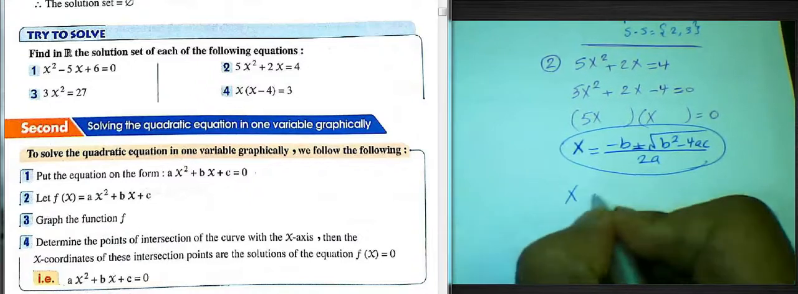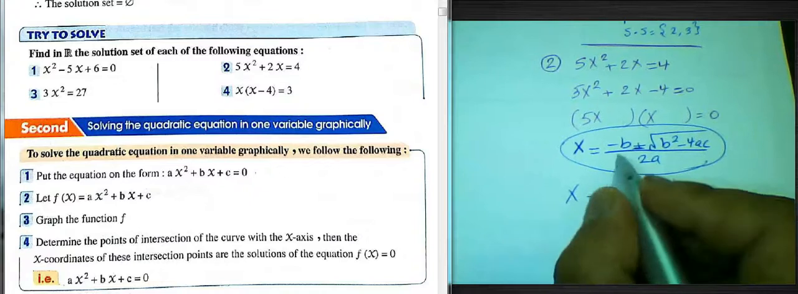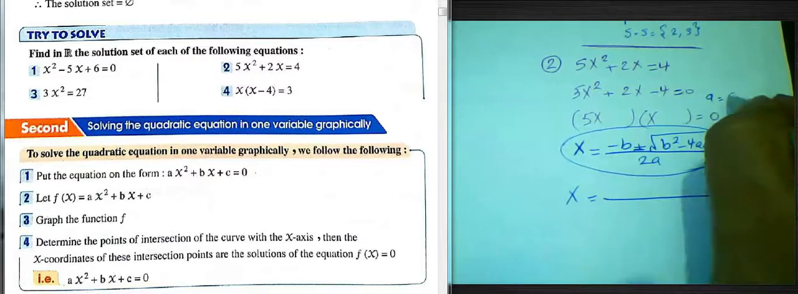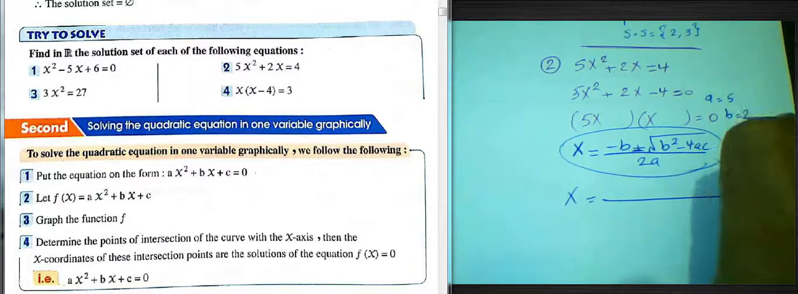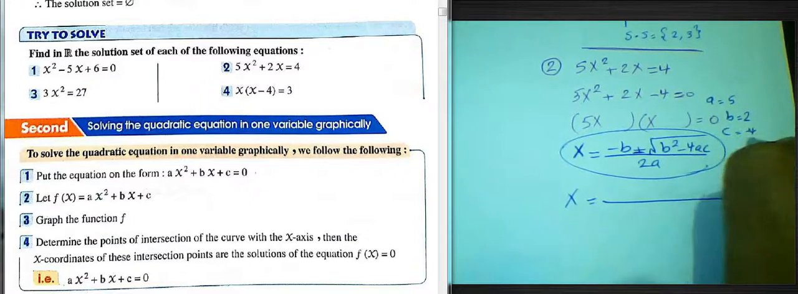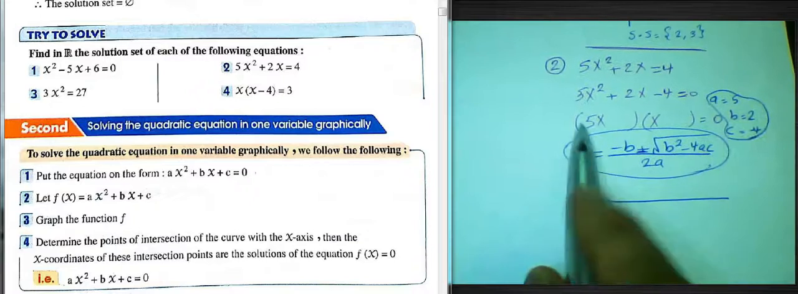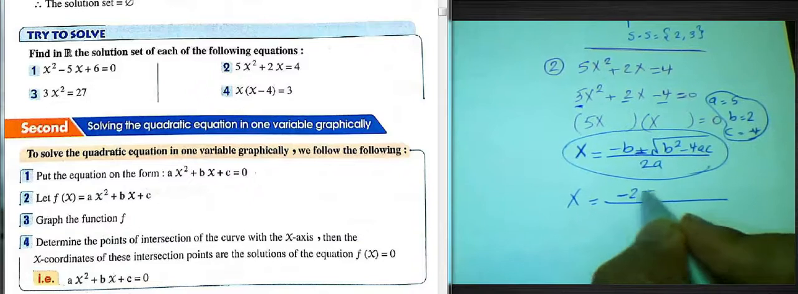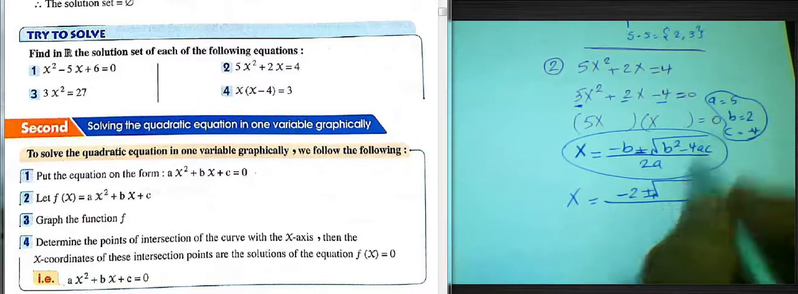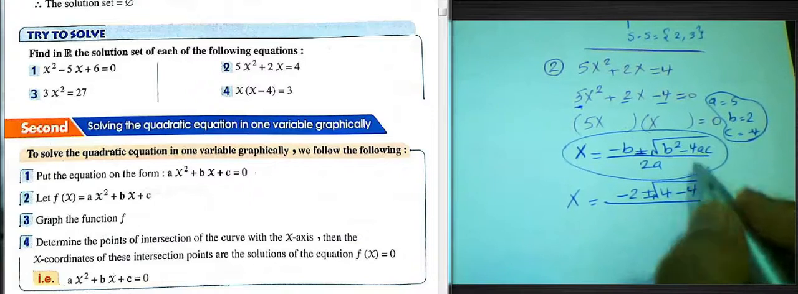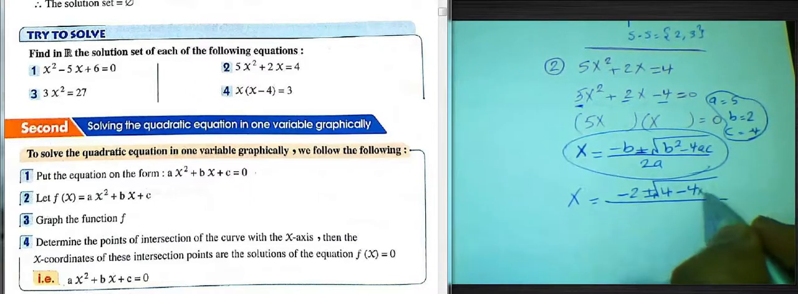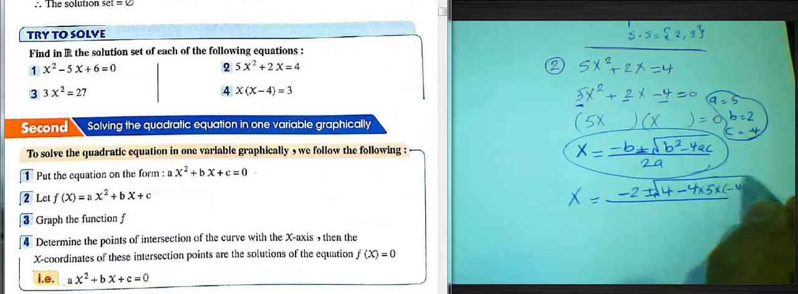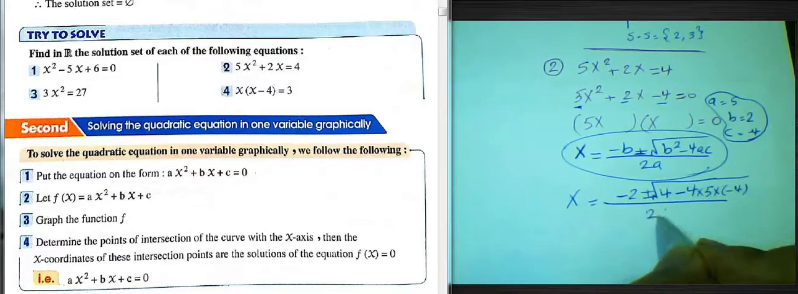So we will write x here equal negative b. Look at this: a is the coefficient of x power 2, b equals 2, and c equals negative 4. It's a, b, and c. Negative b, write negative 2 here, positive or negative, square root of b power 2, subtract 4 times a, it's 5, times c equals negative 4, divided by 2 times 5.